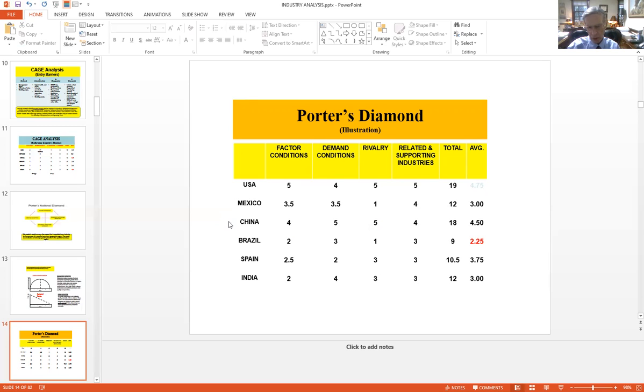So Porter's diamond often is used to assess conditions in which a new company can get started in a particular industry before the industry's life cycle develops and we move into other countries.